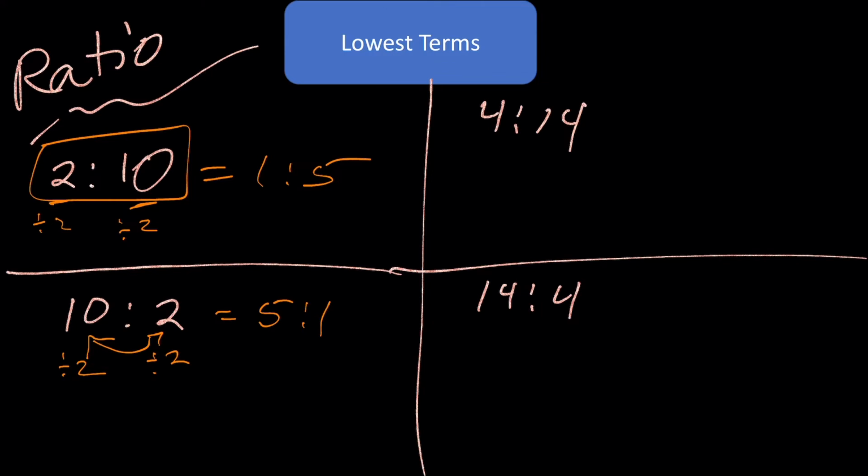Okay, over here, the greatest common factor between these two is 2, so I divide both by 2, and so this would be 2 to 7. All right, and again, same thing. It doesn't matter if they're reversed. This would be 7 to 2.